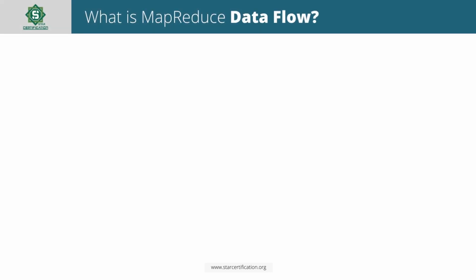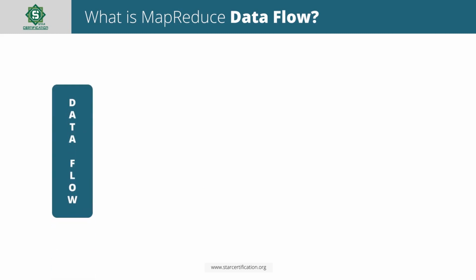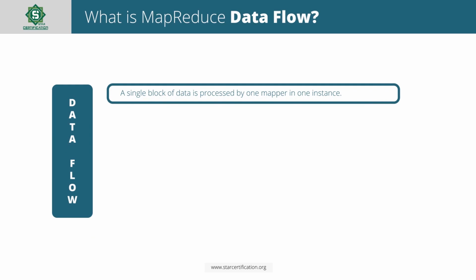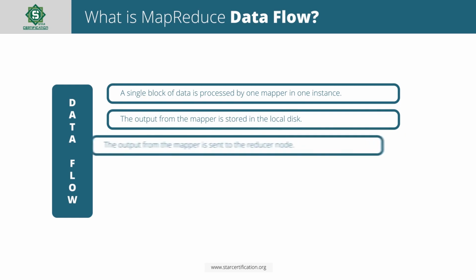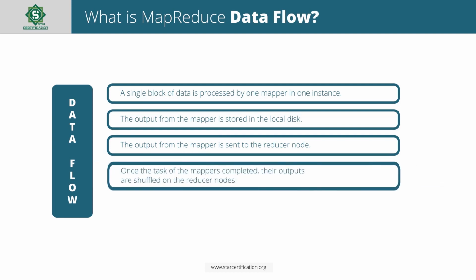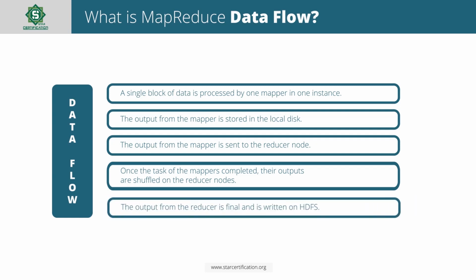What is MapReduce data flow? The data flow of MapReduce is as follows. A single block of data is processed by one mapper in one instance. The output from the mapper is stored on the local disk. The output from the mapper is sent to the reducer node. Once the task of the mapper is completed, their outputs are shuffled to the reducer nodes. The output from the reducer is final and is written to HDFS.